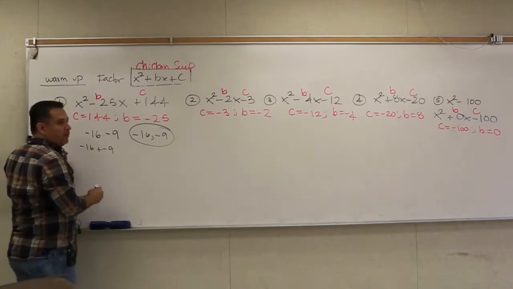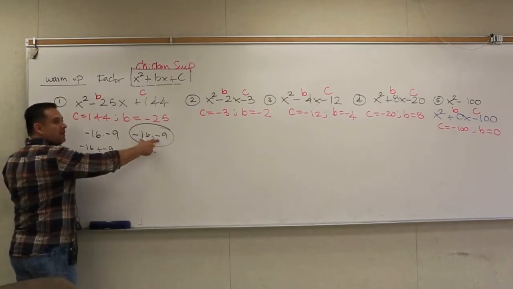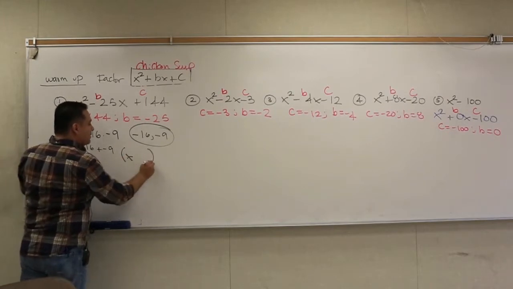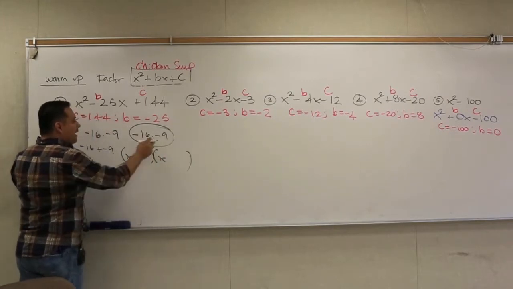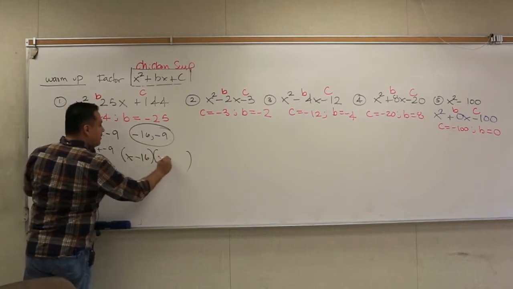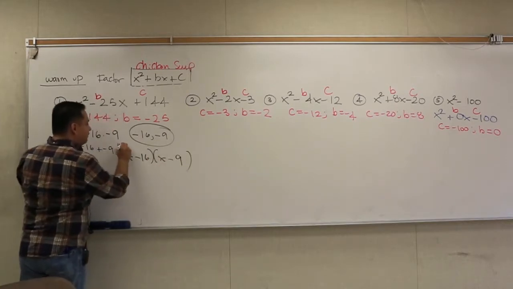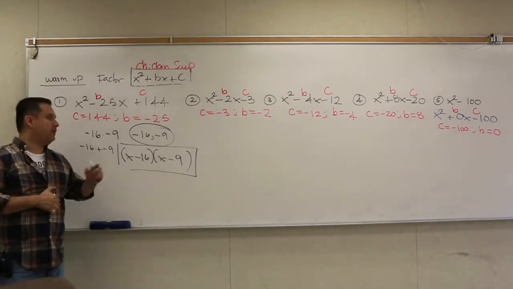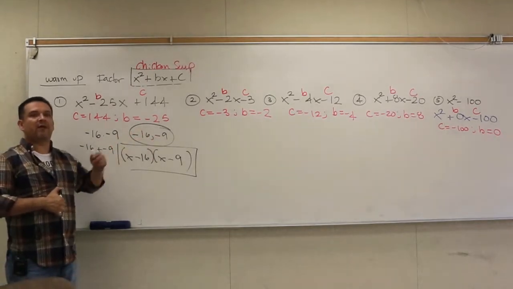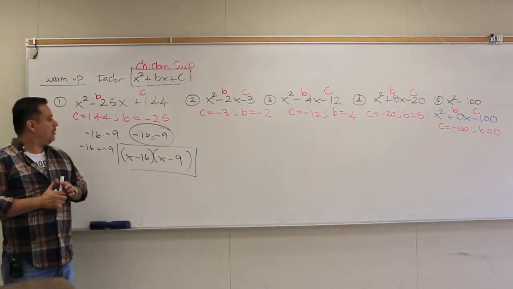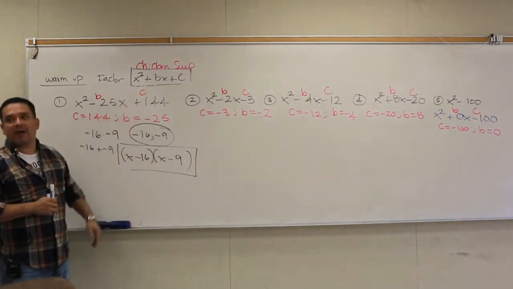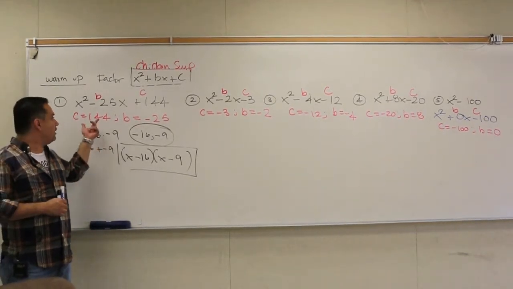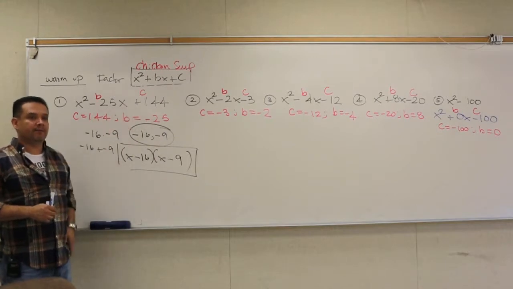What's step number 3? Use these values as your last terms. So your first term is x, and the last terms are minus 16 and minus 9. You can put negative 9 and negative 16 as well. This is your algorithm, this is your recipe, and it's all based on finding that pair of numbers whose product is c and whose sum is b.